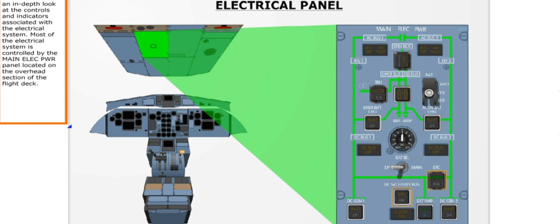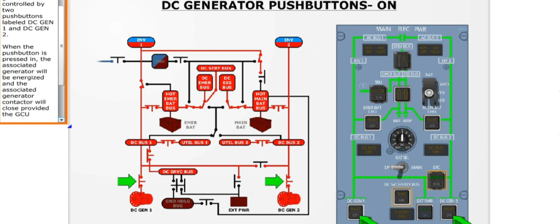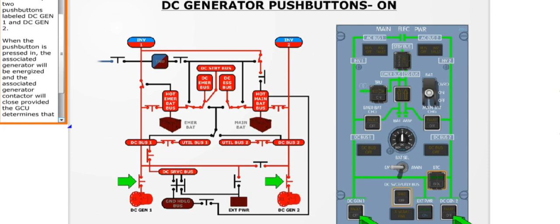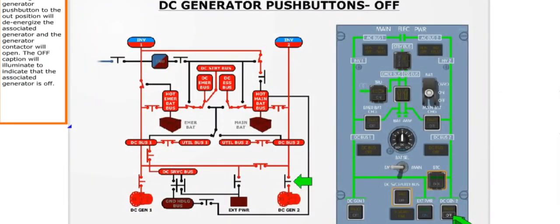Most of the electrical system is controlled by the main electrical power panel located on the overhead section of the flight deck. The DC generators are controlled by two push buttons labeled DC Generator 1 and DC Generator 2. When the push button is pressed in, the associated generator will be energized and the associated generator contactor will close provided the GCU determines that the generator output is within limits. Selecting a generator push button to the out position will de-energize the associated generator and the generator contactor will open.